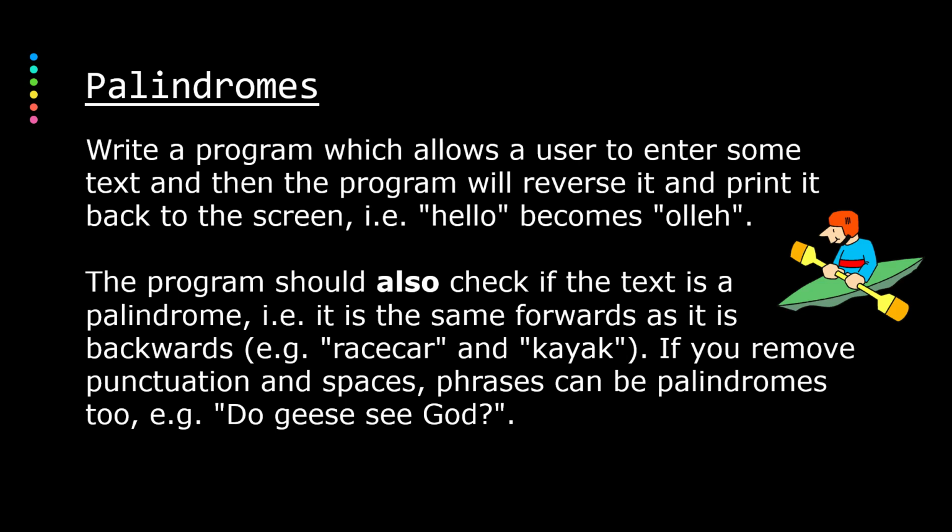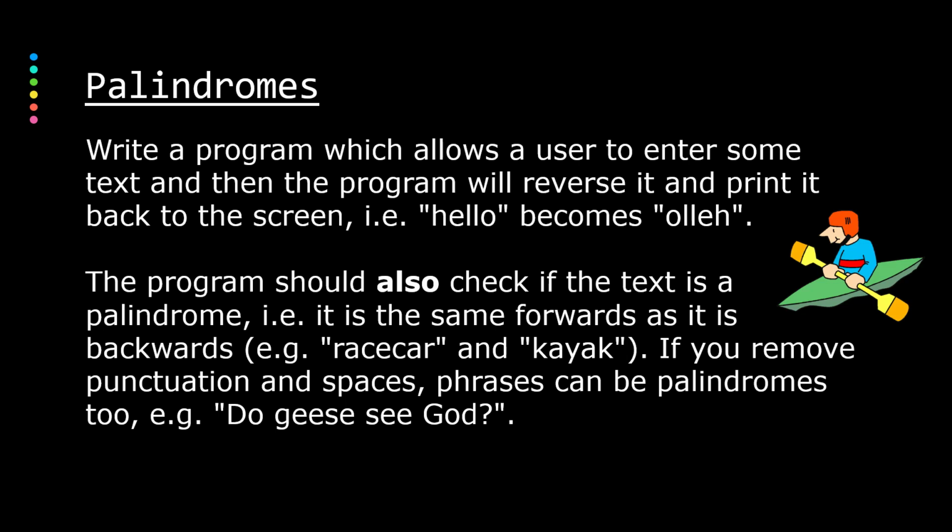The second stage is where the palindromes come in. So this should also check if the text is a palindrome. And a palindrome is where we have the text which is the same forwards as it is backwards. So racecar and kayak are both palindromes. If you look at those two words, if you reversed it, it's the same word, and so that's what a palindrome is. Hello isn't a palindrome because hello is not the same as olleh.